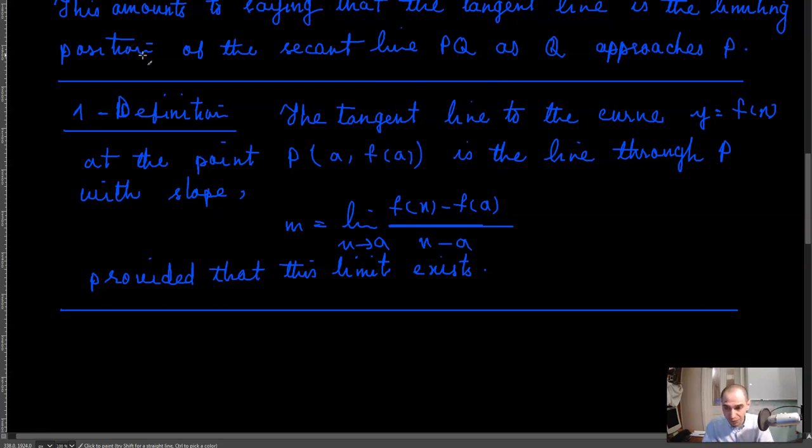Okay, so in the next video, we will take a look at a couple of examples, and I will try to show you the same process on a calculator, so that you see how the secant line gets closer and closer to the tangent line. The slope of the secant line gets closer and closer to the slope of the tangent line. So I see you in the next video with two examples. Thank you.